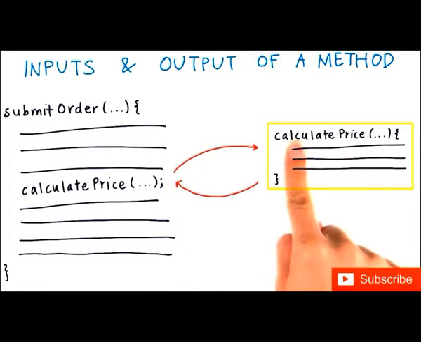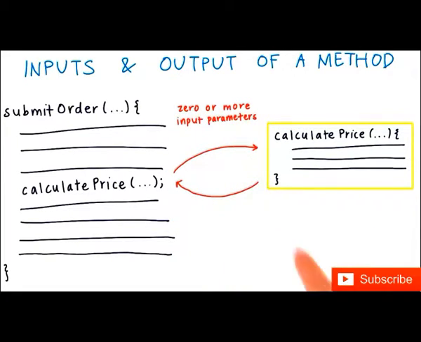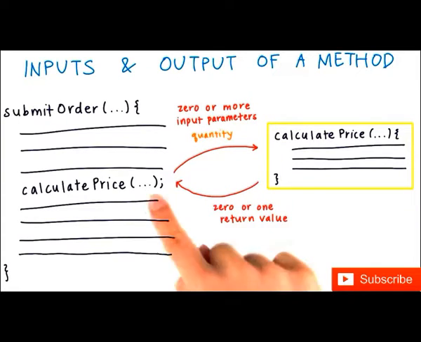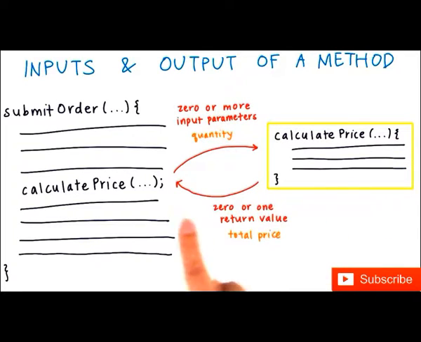In Java, we call the inputs to a method input parameters, and we can have 0 or more input parameters. In Java, we call the output a return value, and we can have 0 or 1 return value. An example of an input parameter is passing the quantity over to the calculate price method. That way, this method can use the quantity to figure out the total price of the whole order. And then we can pass that total price back as a return value. And then in the submit order method down here, we can use this total price to do other things like display it on screen or create a receipt or anything like that. So to summarize, this is where we define the calculate price method, and this is where we call it.